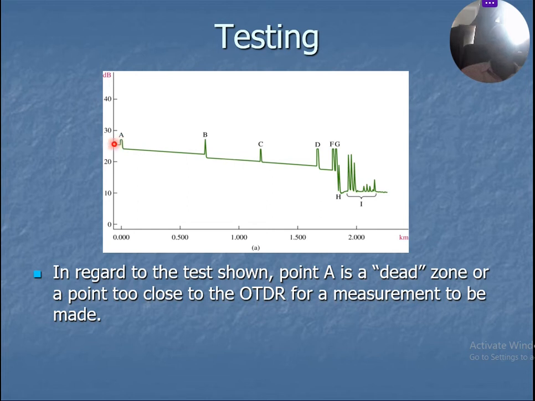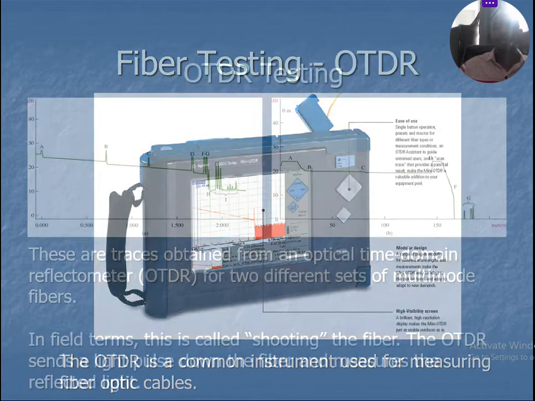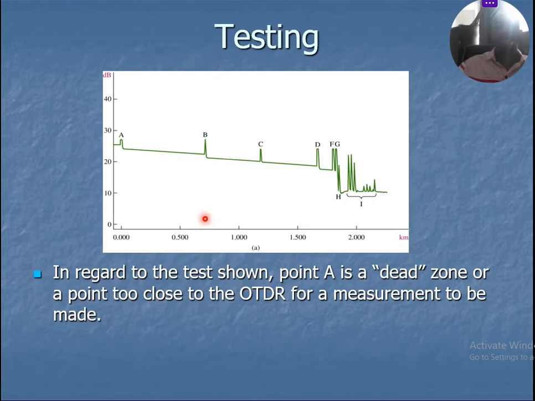It's a dead zone, or a point too close to the OTDR device. It's too close, so you cannot ensure optimization of the value obtained here. The values here will not give you a reflection of what is actually the real value. The values you get here are said to be too close to this device, so we cannot give it a judgment.